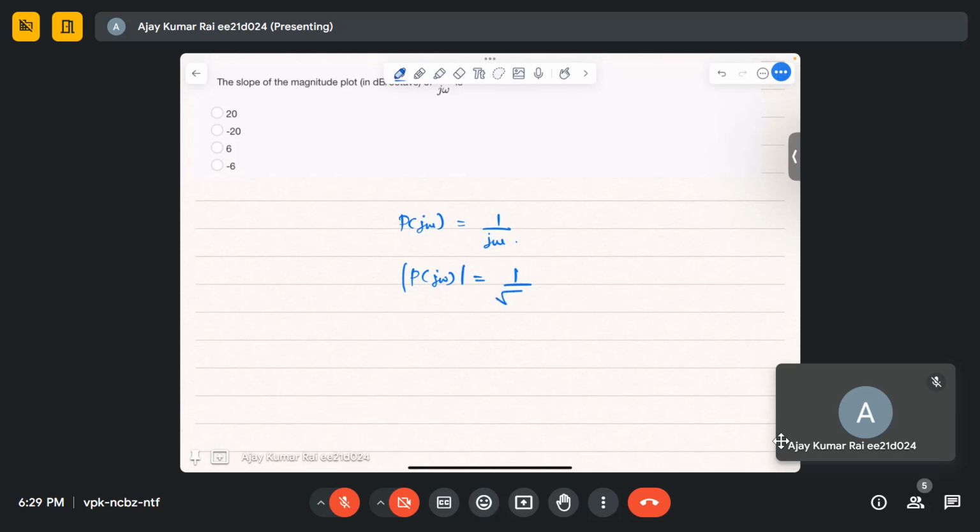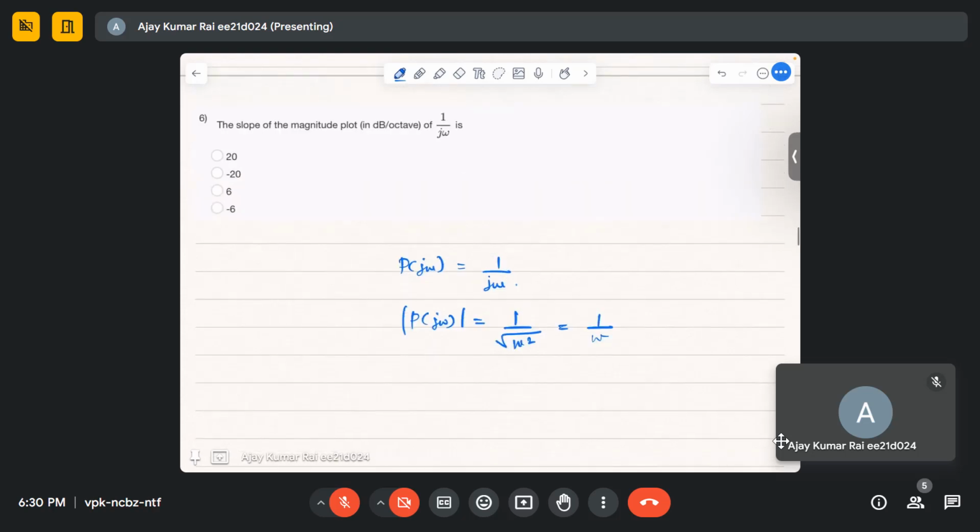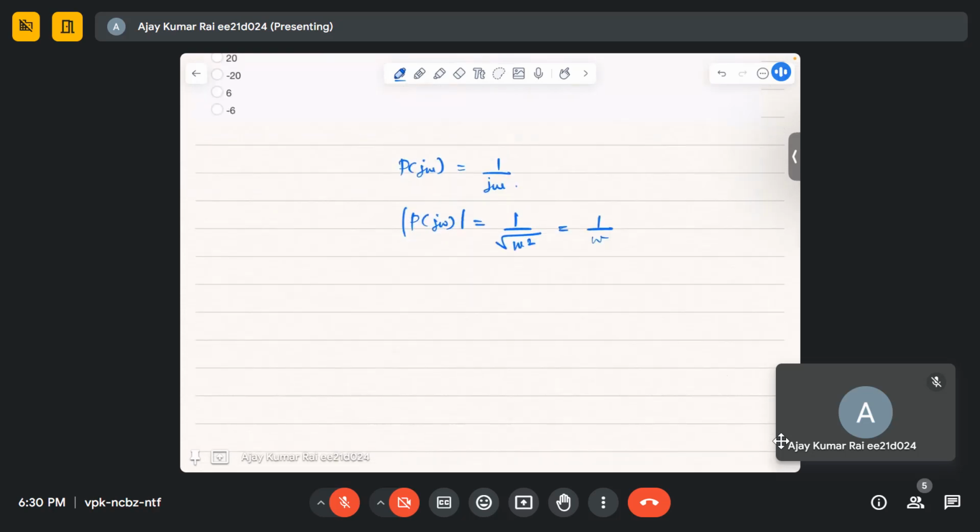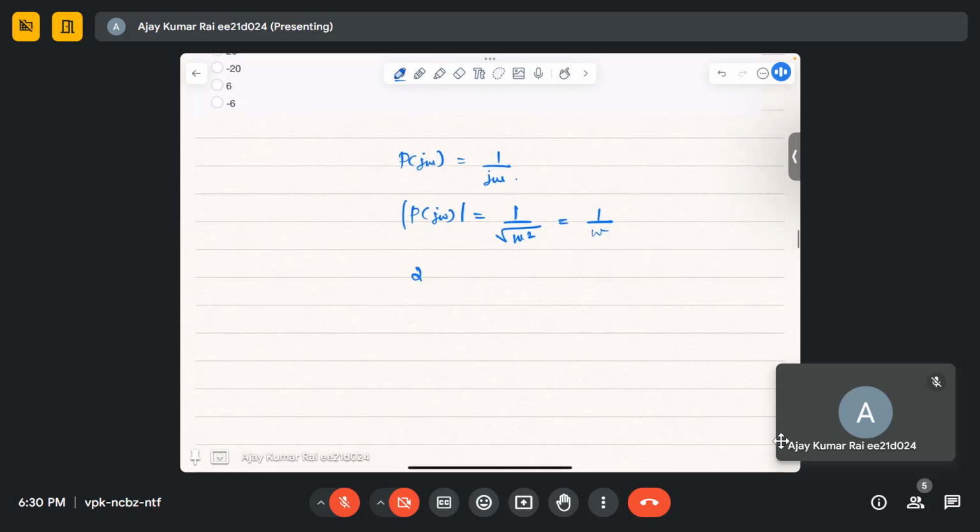Because what you will do is real part square plus imaginary part square. Real part is equal to 0, so it will be omega square. So directly I can write 1 by omega. And we have to find it in dB, right? So 20 log of P(j omega). This will be in dB. So it will be 20 log of 1 by omega.